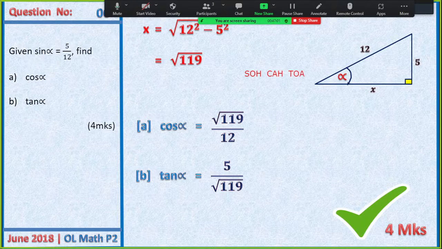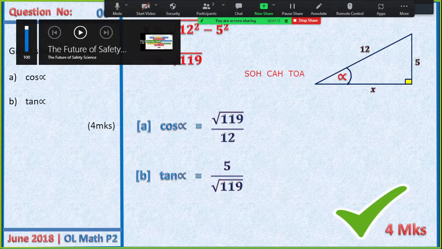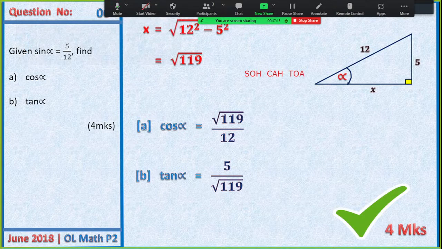Any questions? I want to talk about this SOHCAHTOA. Please increase your volume. It's like a formula. It's a mnemonic. It helps you to remember. Are we together? Any question?